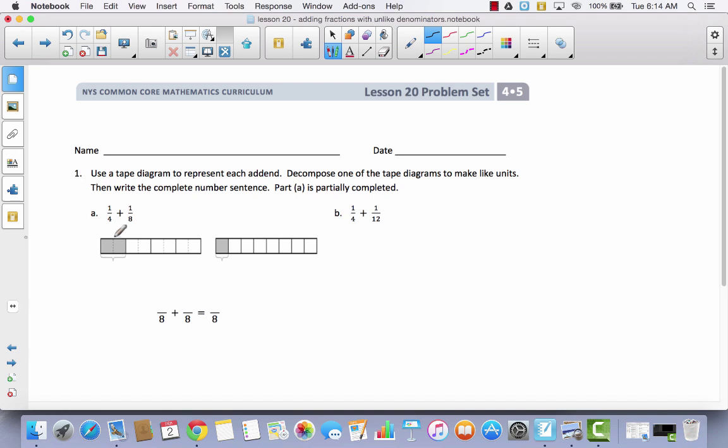So you can see, first of all, here's 1/4. I can tell because they had 1 out of 4, and then I can see where they decomposed it. 1, 2, 3, 4. I'm going to actually make this a little bit bigger so that we can see it better.